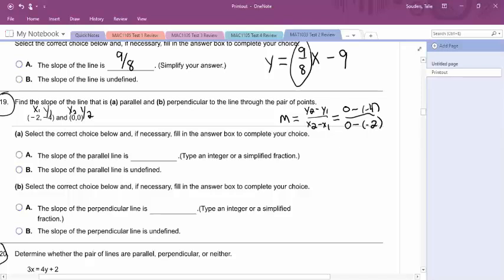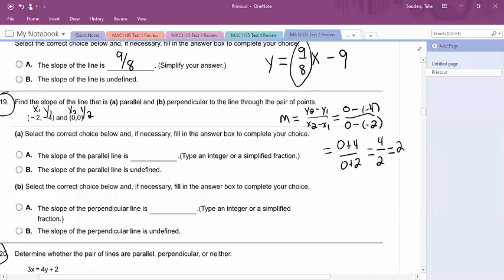So what does that become? 0 plus 4 and then 0 plus 2. So what is 0 plus 4? 4. And 0 plus 2? 2. And 4 over 2? 2. So the slope between the given points is 2.